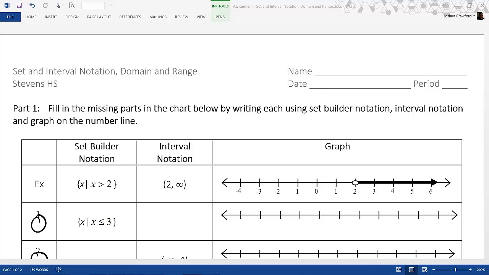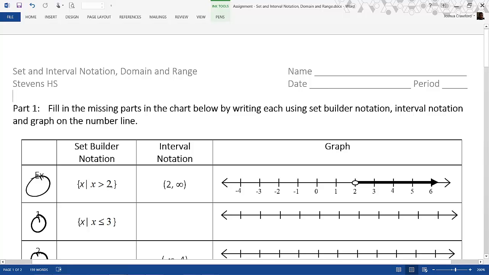Howdy, this video will cover set and interval notation and then some domain and range stuff. So let's go ahead and look at our example first.